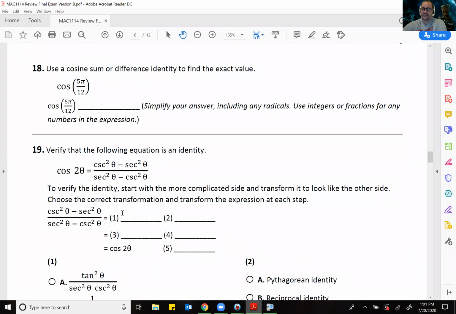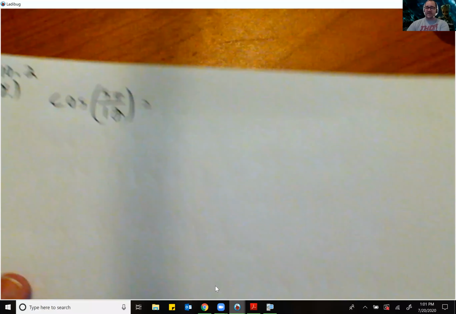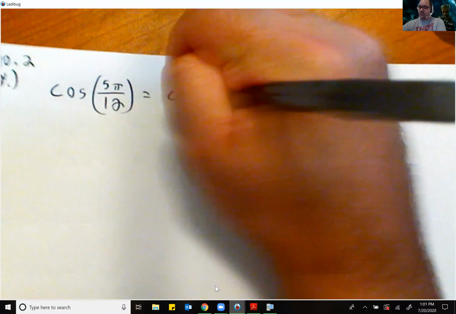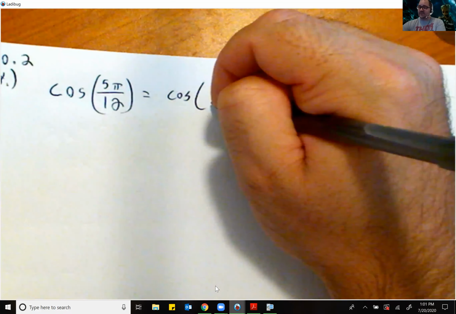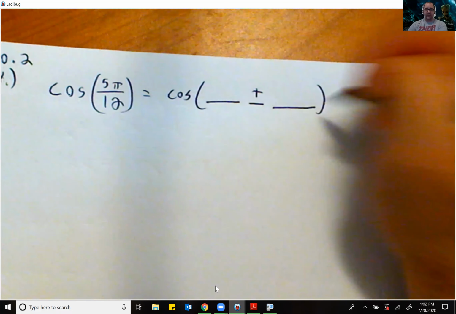So number 18 takes us back to 10.2. This is where we're dealing with sums or differences. So what they are telling us is that cosine 5 pi over 12, we want to know the exact answer. Well, that means that this cosine 5 pi over 12 is actually made up of two angles that we know. Cosine plus or minus two angles that we can actually figure out.